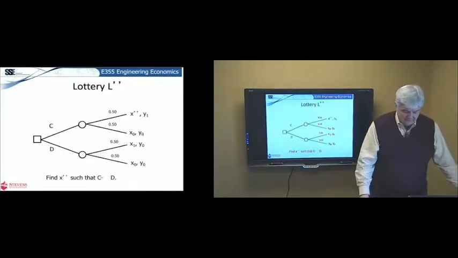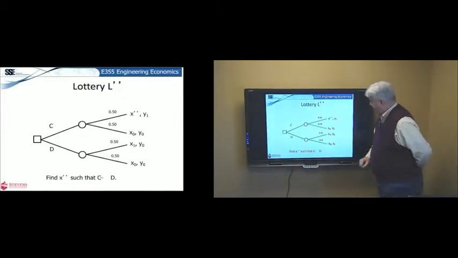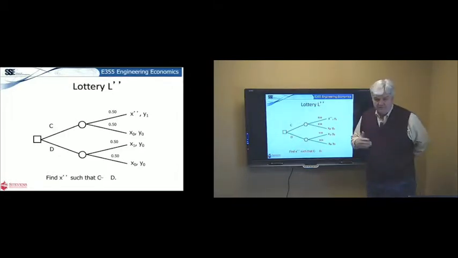Now let's have another lottery. Now in this lottery, you can either win the best of x or the poorest, or you could win the best of y and a little bit of x double prime. This will be smaller than x prime. Okay? It'll be closer to x0 because you're getting the best of y1 also.